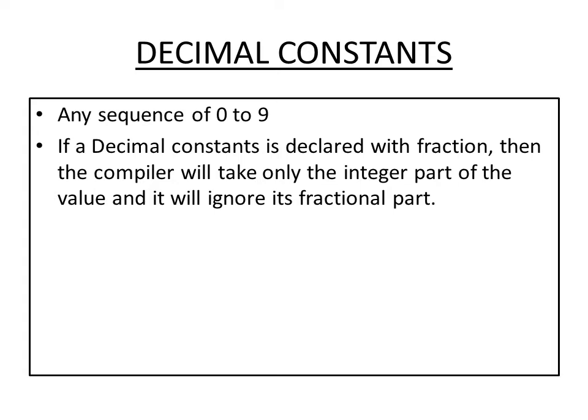Decimal constants. Decimal in the name itself, dec, means it has 10 numbers, a base 10. If it's a decimal number in computer language, it has the base 10. So that means the sequence of numbers we can use is from 0 to 9. If suppose by mistake you declare a fraction with the decimal constant, there won't be much of a problem. The compiler will only take the integer part and ignore the fraction part.